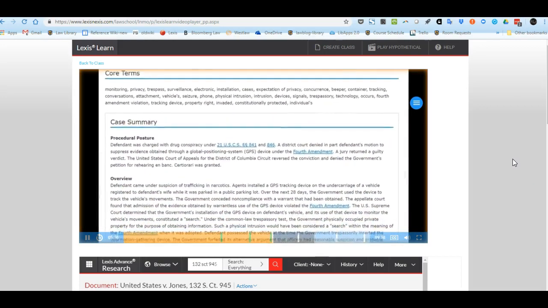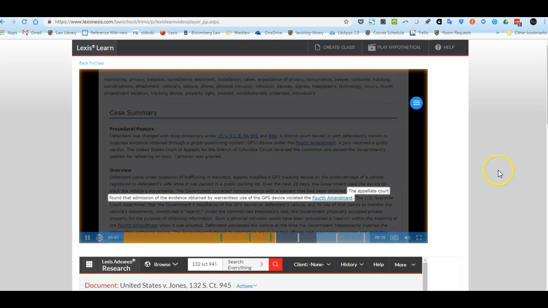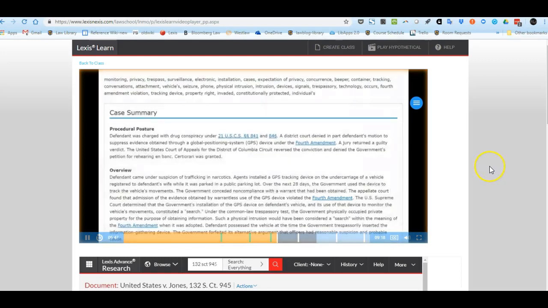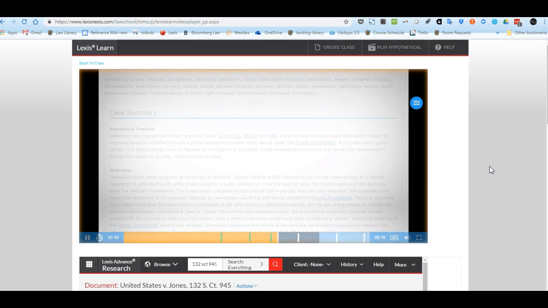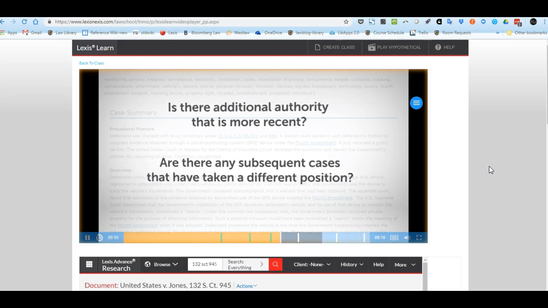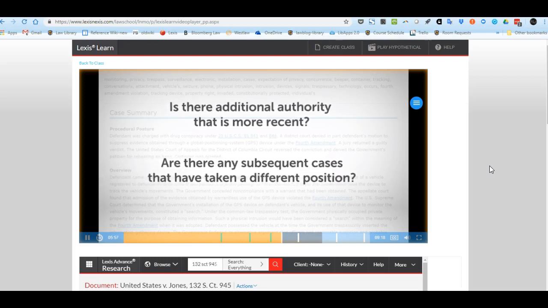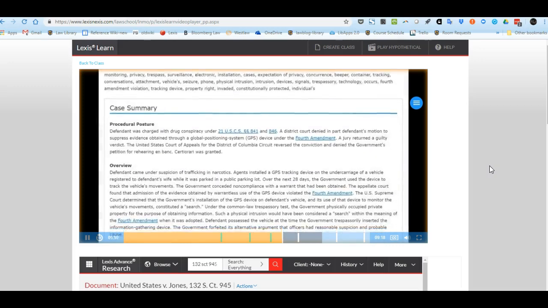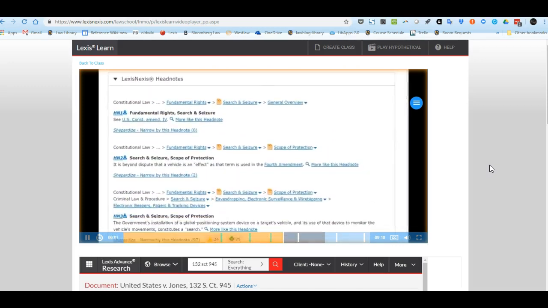The Jones case makes it clear that the use of a GPS tracker without a warrant violates the Fourth Amendment's prohibition against unlawful search and seizure. But it's important to see if there are any more recent cases that support this position, which you may want to cite. You also want to see if any subsequent cases have taken a different position on the issue. Let's see what additional authority we can find on this issue.